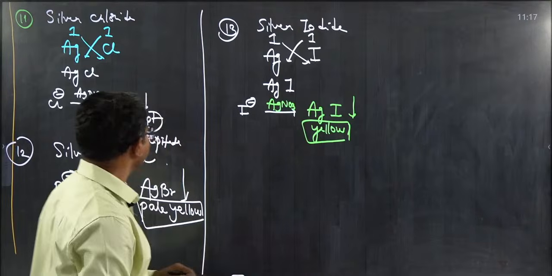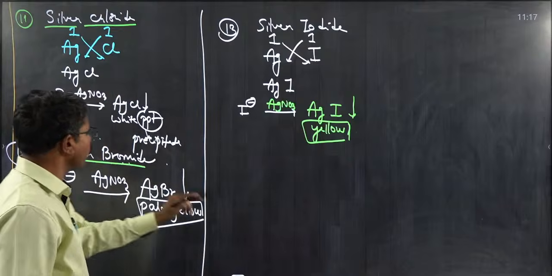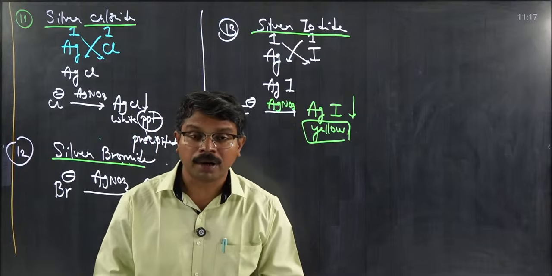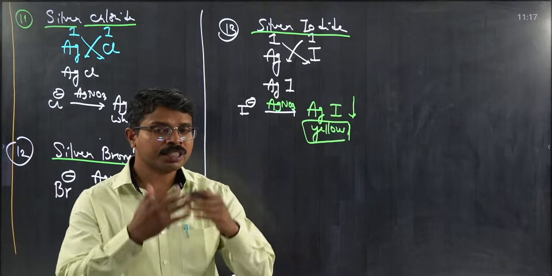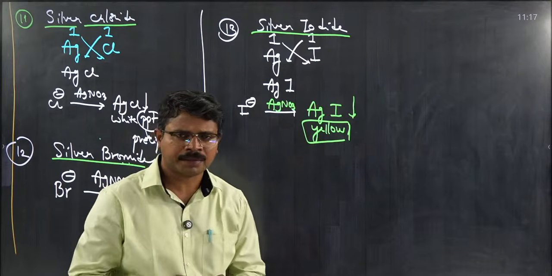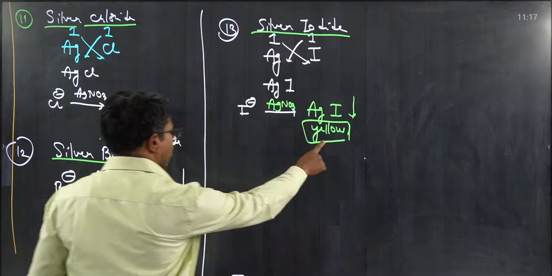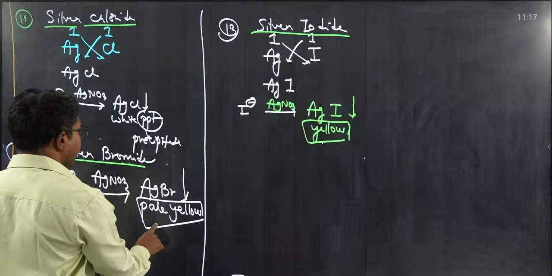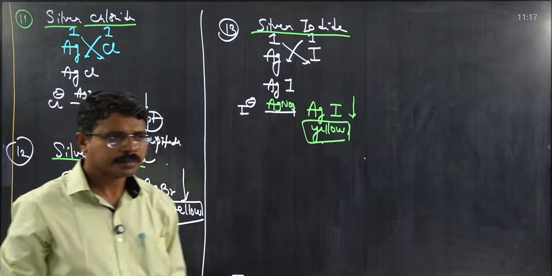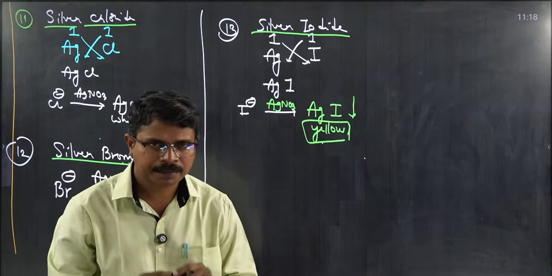Shall we quickly summarize these 3 points? I have given the formulas of silver chloride, silver bromide and silver iodide. These compounds are very important in our chemistry. In future classes, we will be dealing with these 3 compounds most frequently. Fine. Now AgI is a yellow precipitate, AgBr is a pale yellow precipitate and AgCl is a white precipitate. These are the confirmatory tests for chloride, bromide and iodide.